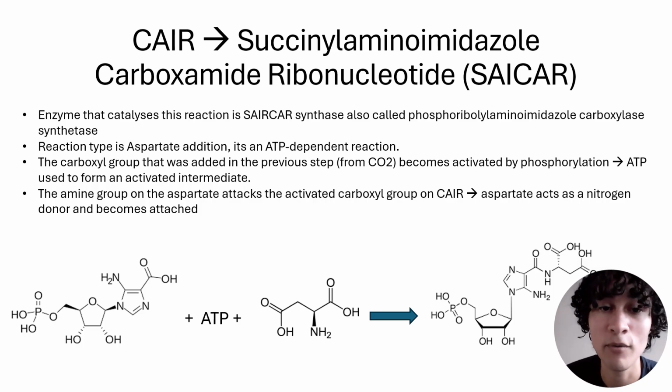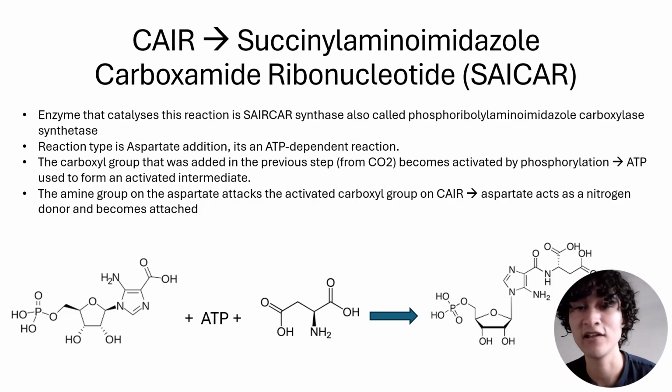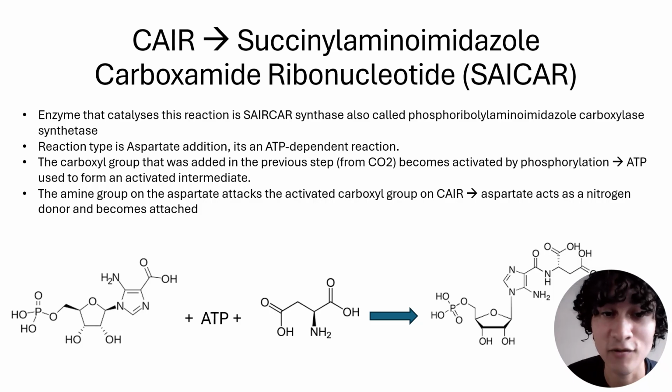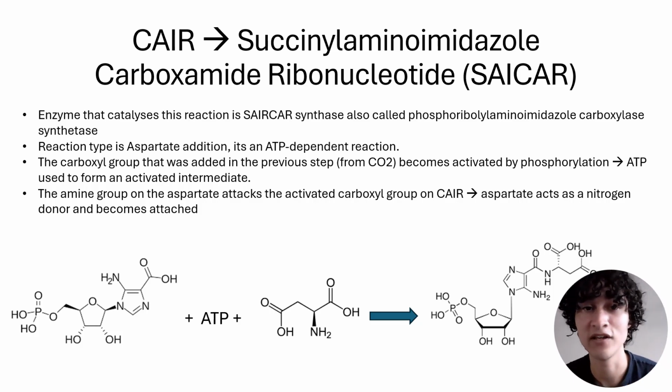Now, the carboxyl group that was added in the previous step becomes activated by ATP, so a phosphate is donated to that carboxyl group, and this forms an intermediate. Now, that amine group on aspartate will attack that activated carboxyl group on the carboxyaminoimidazole ribonucleotide, and that aspartate acts as a nitrogen donor, and it becomes attached through that activated carboxylic group.